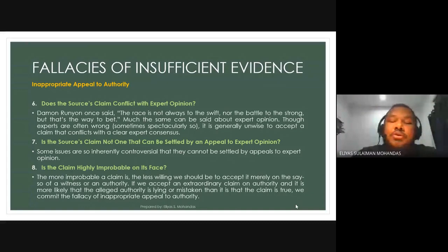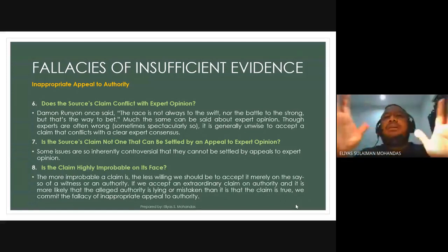If we accept an extraordinary claim on authority, and it is more likely that the alleged authority is lying or mistaken than that the claim is true, we commit the fallacy of inappropriate appeal to authority. Okay, so these are basically the 8 questions that you may want to read and try to understand. And also, if you were to refer to the textbook, there are examples in order for you to understand better. So, I think it was last semester that this came out in the so-called final test, where the question asks you to discuss 4 questions in terms of reliability and validity of sources.